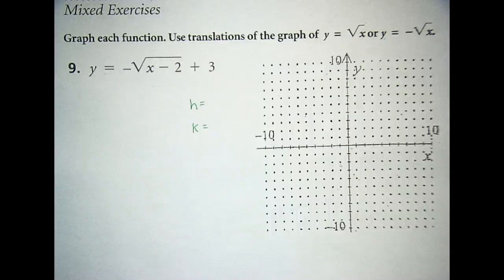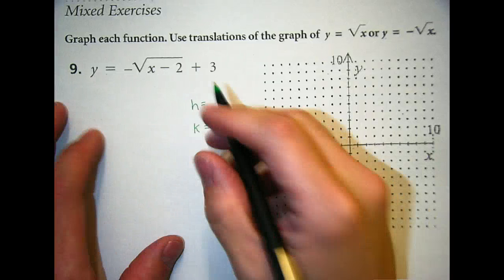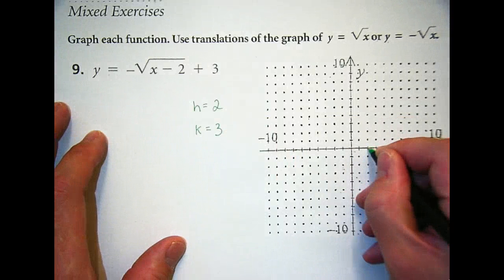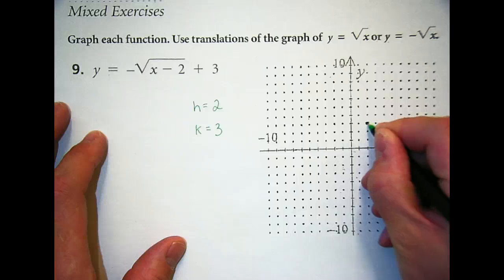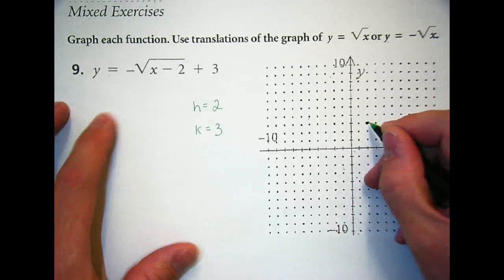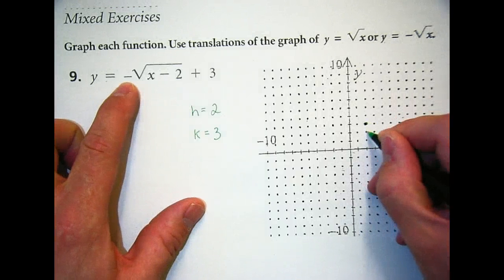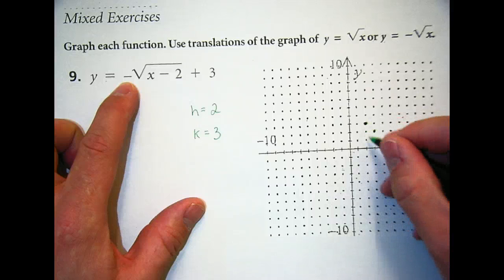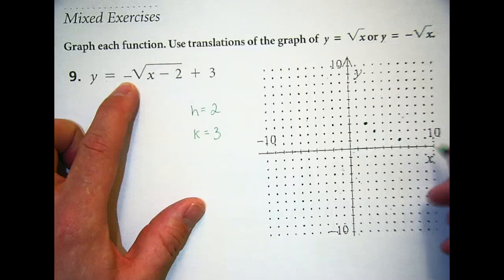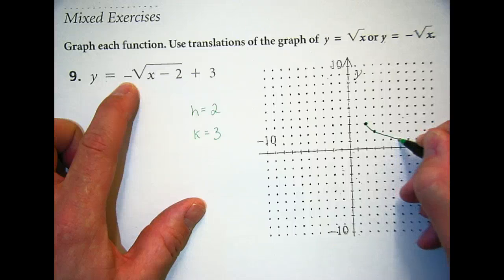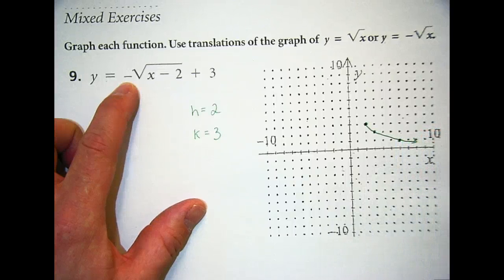Okay. Hey, what's H? 2. What's K? 3. Okay. So we go to 2 and then to 3. How does this one change? Yeah, it goes downward because of the negative, right? So we go down 1 over 1, down 2 over 4. Is that 4? Okay, down 3 and over 9, which we can't fit on here. Okay, and there we got it.